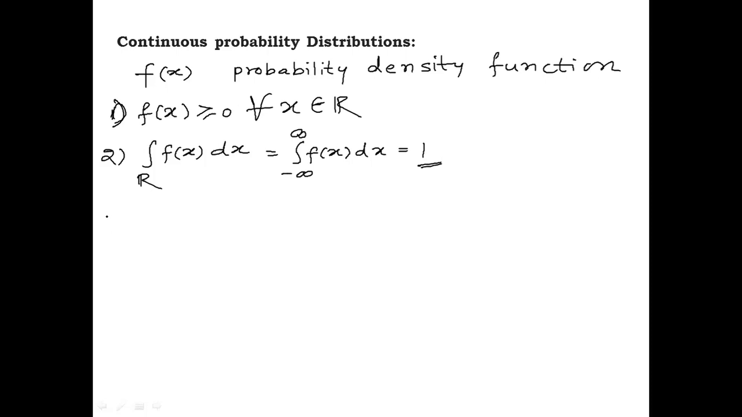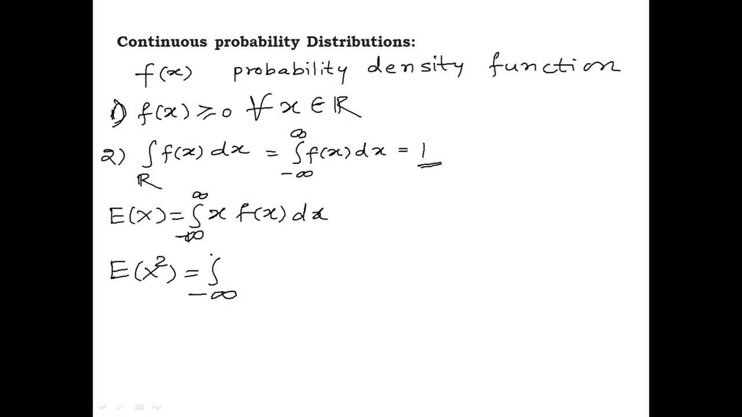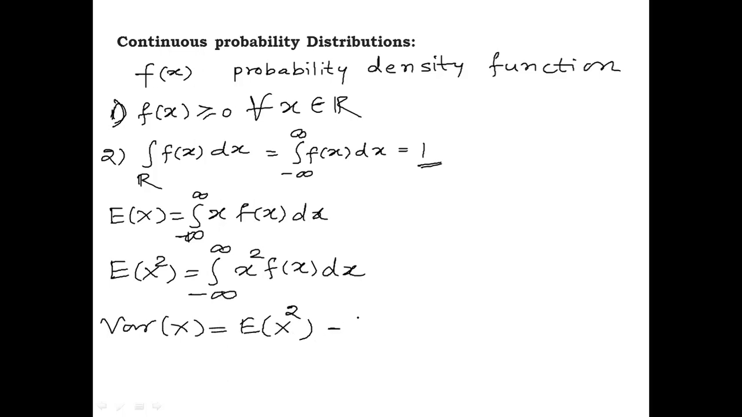And again, if you want to find the mean, it will be integration again over R, or minus infinity to plus infinity, x into f of x into dx. Again, you can find the expected value of x square by the formula, integration minus infinity to plus infinity x square into f of x into dx. And after that, the variance of x, variance of that distribution, in simplified form is the expected value of x square minus the square of the expected value.